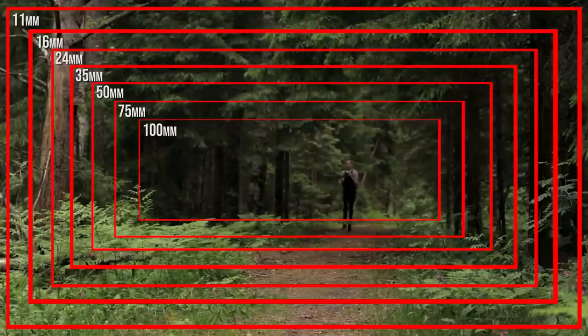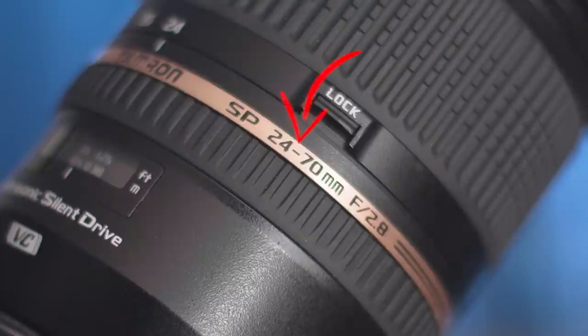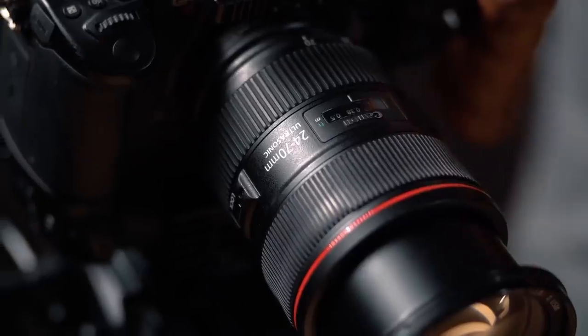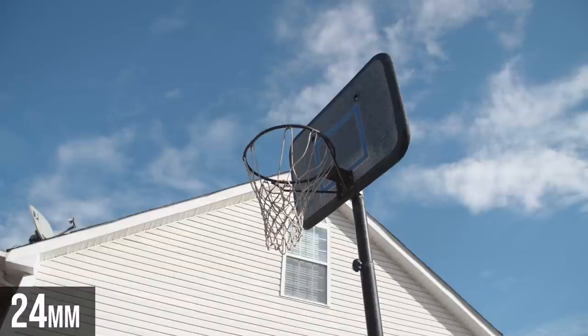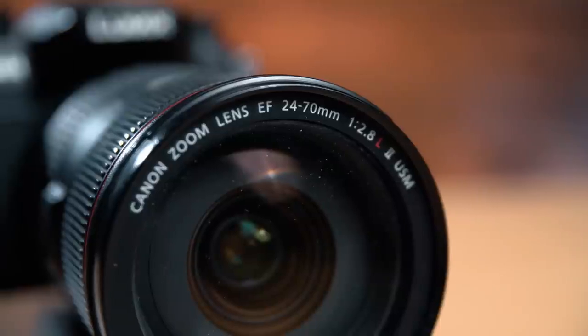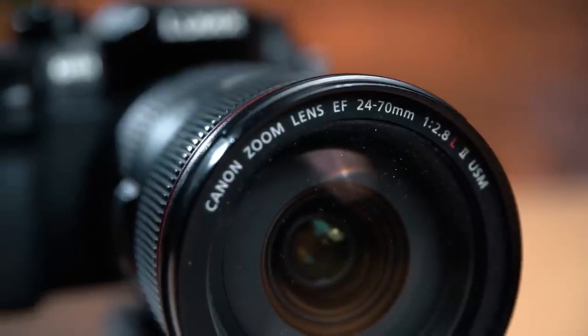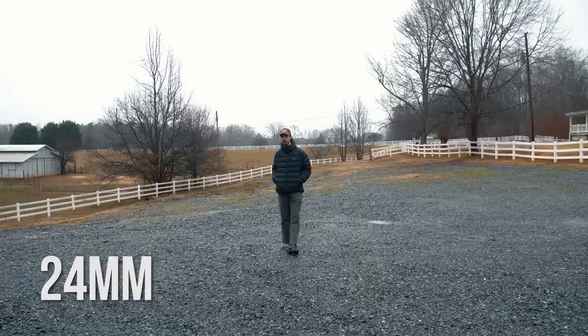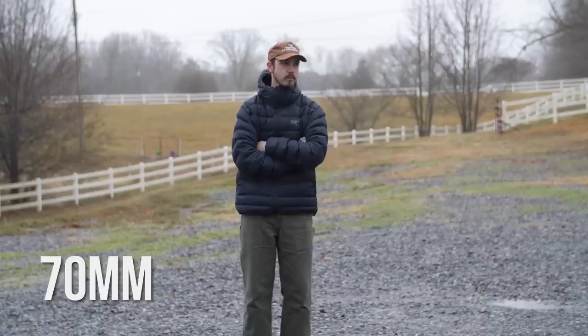Now, a zoom lens will have two numbers on the lens, letting you know what the range is on that lens. So looking at a 24 to 70 lens, you automatically know that this lens will zoom from 24 millimeters to 70 millimeters, and you'll be able to shoot at any focal length between. You'll see that if we slowly zoom in, starting with 24 millimeters, then going to 50 millimeters, and now 70 millimeters.